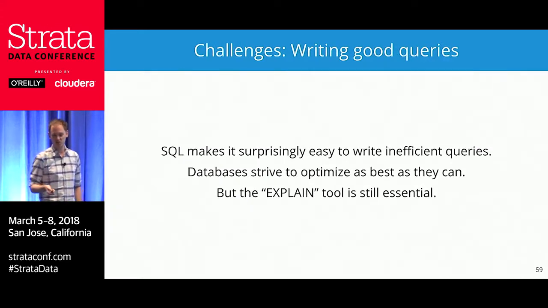Another challenge, writing good queries. SQL makes it really easy to write inefficient queries, as I'm sure anyone that's struggled with a query planner knows. Databases really try to optimize it as best as they can, but the explain tool is essential. In Druid SQL, the explain tool tells you the Druid native query that will run for a specific SQL query. If you're optimizing performance, it's super important to explain the SQL query, look at the native query, learn a little bit about how Druid's internals work, and then use that to optimize your SQL query. I think that the dream of databases is that users never have to do that, but I've never met one that lived up to that dream.